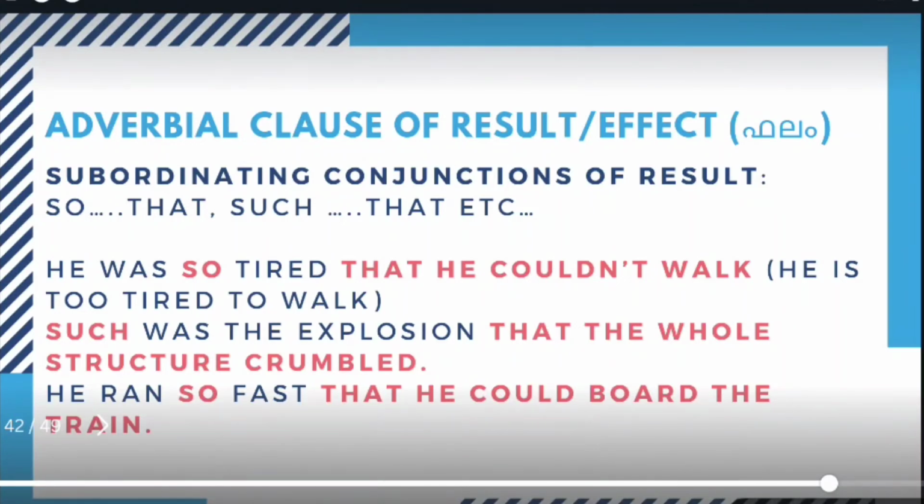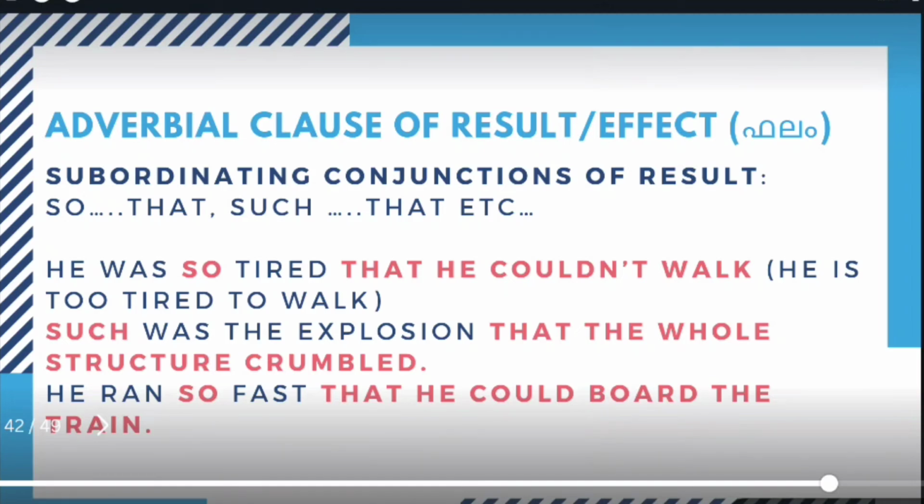The next is adverbial clause of result or effect. So adverbial clauses of result or effect describe the result of the main action. നടന്ന മെയിൻ ആക്ഷൻ്റെ ഫലം എന്താണ് എന്നാണ് adverbial clauses of result പറയുന്നത്. And it begins with subordinating conjunctions like so that, such that, etc. Let's look at the examples.